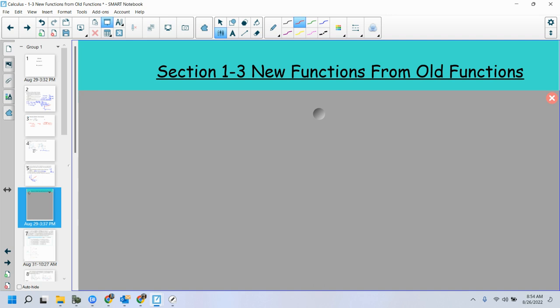All right, so section 1-3 is titled New Functions from Old Functions. We're going to talk about transformations today. All sorts of different transformations. All different possibilities of transformations. So let's just jump right in.